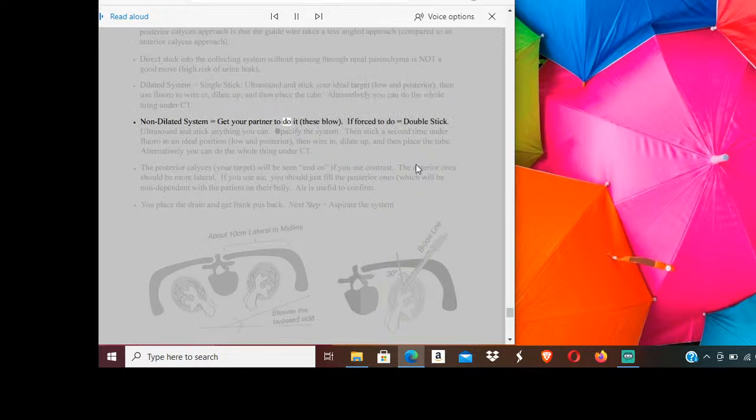Non-dilated system equals get your partner to do it, these are tough. If forced to, it equals double stick. Ultrasound and stick anything you can. Opacify the system. Then stick a second time under fluoro in an ideal position, low and posterior, then wire in, dilate up, and then place the tube. Alternatively, you can do the whole thing under CT.